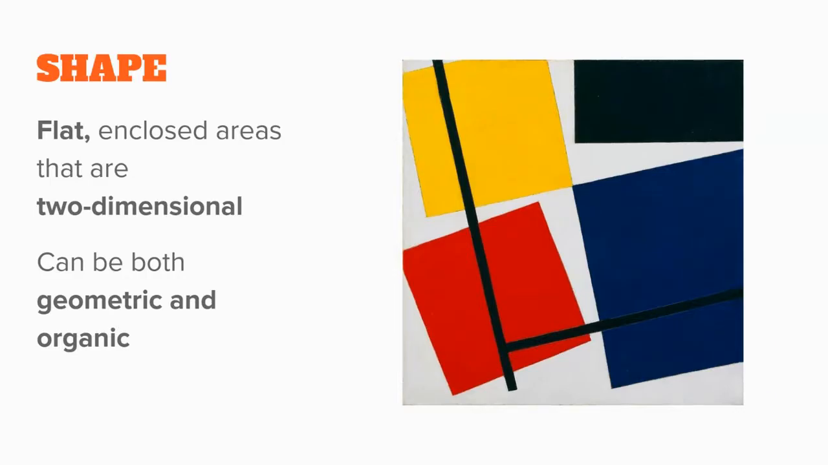What are shapes? Shapes are simple, flat, enclosed areas that are two-dimensional. That's very important. All shapes, no matter what they look like, are only shapes because they are two-dimensional. Shapes can be either geometric or organic. You're likely to encounter both geometric and organic shapes today, so it's important that you understand what makes them different.